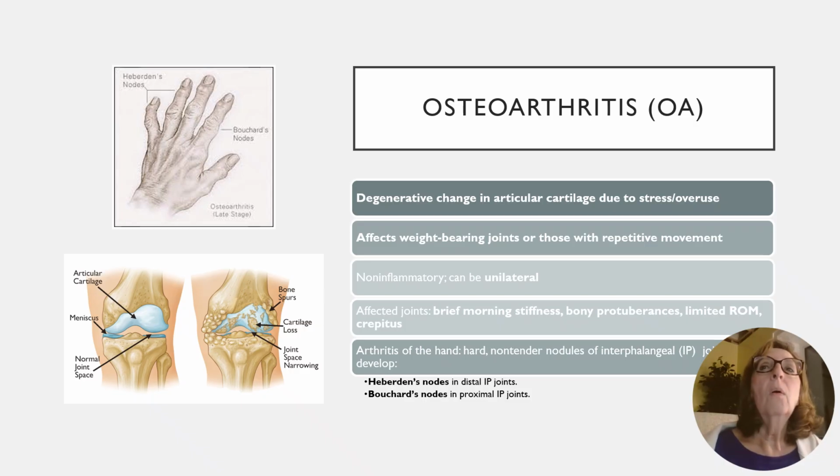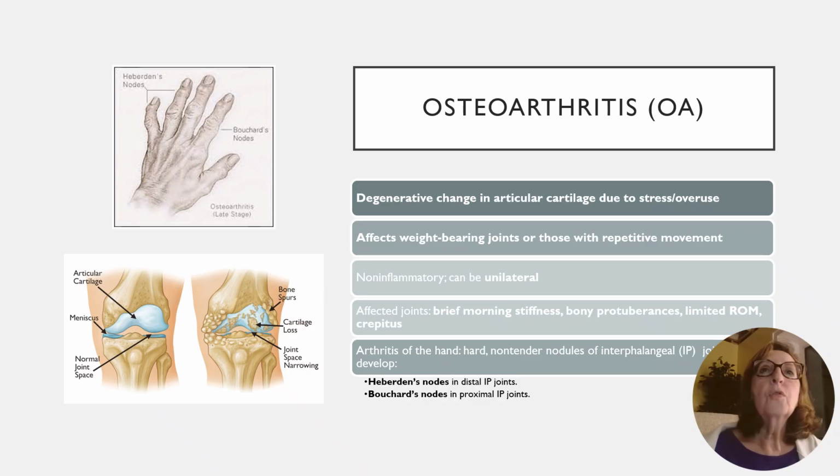Okay. Now, osteoarthritis can be unilateral. It can be just on one side, usually not inflammatory. With the affected joints, there's going to be a brief morning stiffness. Again, once the patient gets up and starts moving their hands, that usually eases up the stiffness. There can be bony protuberances, limited range of motion, and crepitus.